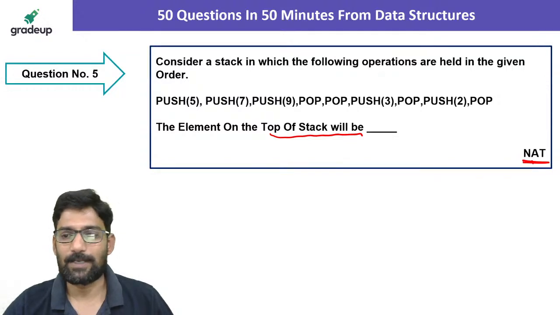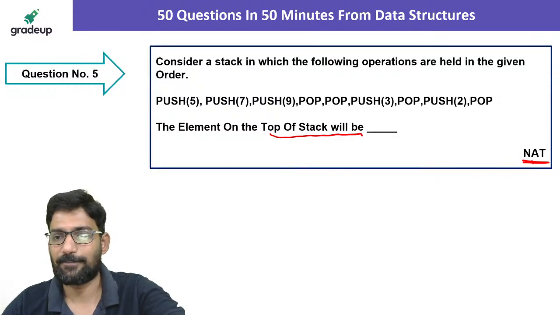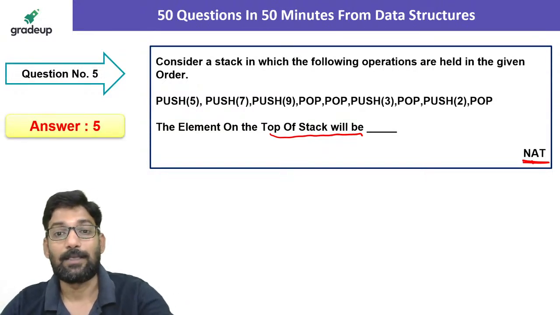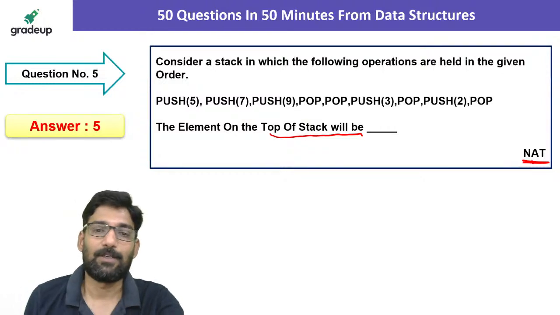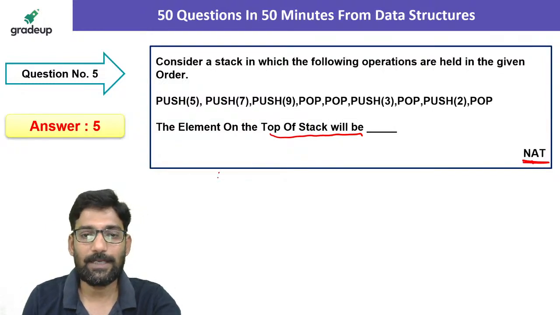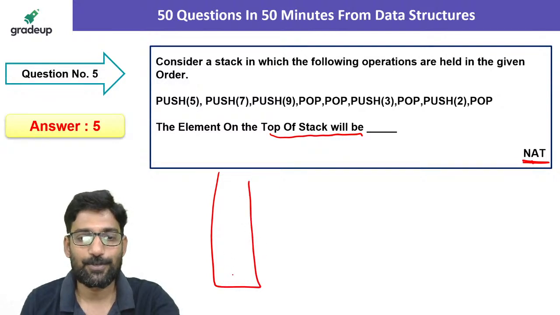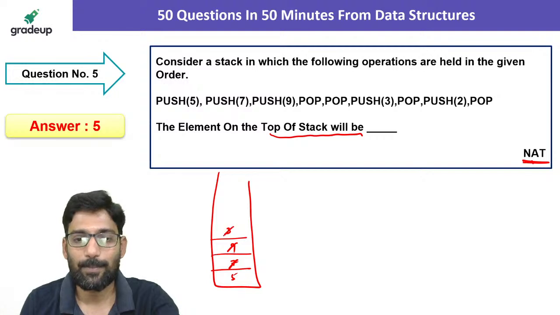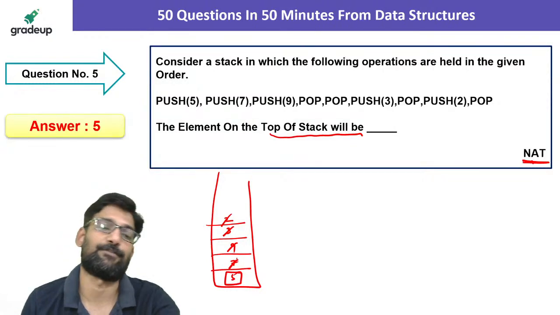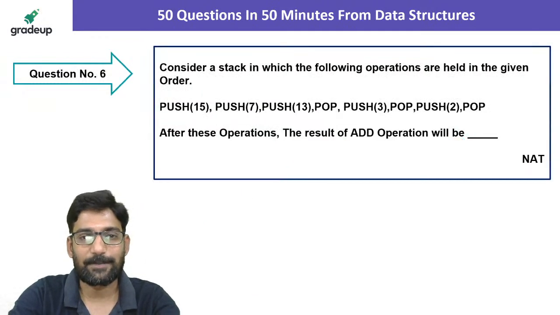Okay, so what is the answer for this question? 5 only. Okay, let's see. Yes, it's 5. So what we are doing, let's take a stack. Push 5, push 7, push 9, pop, push 3, pop, push 2, pop. The element on the top of the stack, what remained? 5, of course. Next question.